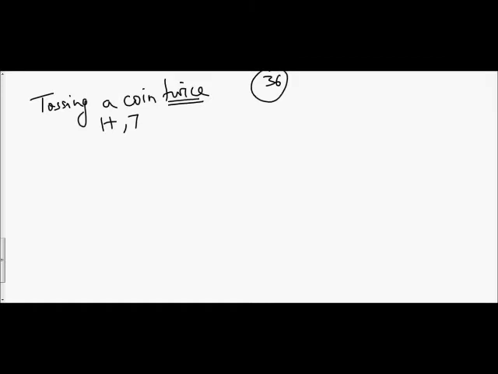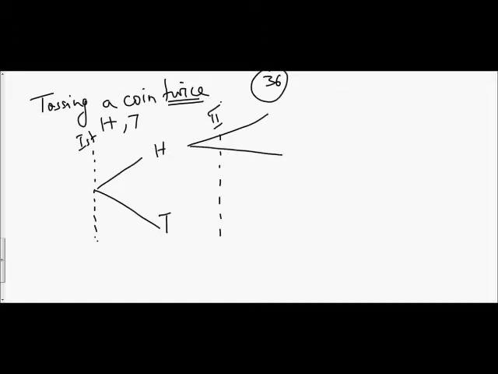So you have one event. This is the first time that you are tossing the coin, and this is the second time you are tossing that coin. You don't need to draw this. What will be the outcome of the first event? The first event has two outcomes, head or tail. The second event can have two outcomes each, head or tail, head or tail.